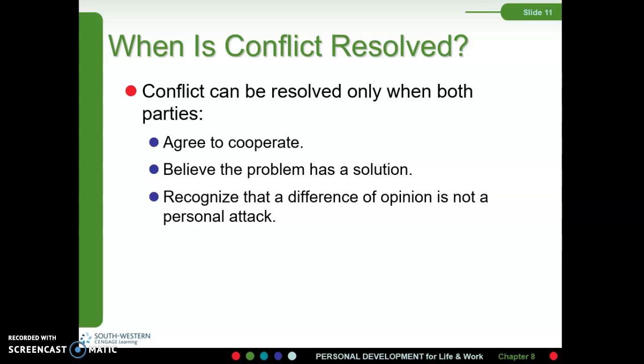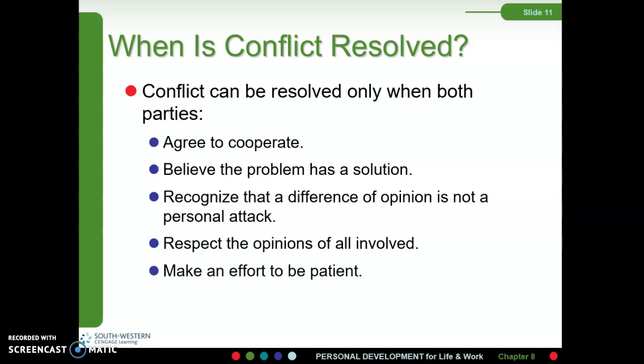And this, the third one, is really simple, but yet profound. Recognize that a difference of opinion is not a personal attack. Just because someone has a difference of opinion does not mean they're personally attacking you. You have to make sure that you separate opinions from facts. Remember, opinion is just an opinion. A fact has substance. It can be substantiated. It can be validated. There's going to be validity to fact. It's going to be something that you can find proof for. But opinion is just an opinion, and it does not mean that it's a personal attack. Respect the opinions of others, because just because you disagree with their opinion, you still need to respect the opinions of all involved in that conflict. Make an effort to be patient.